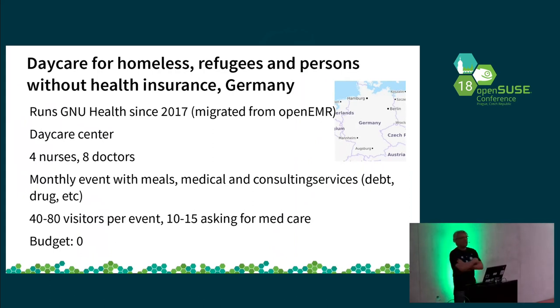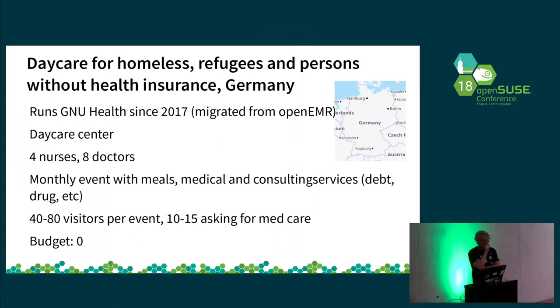Then we have an implementation in Germany, and this is quite interesting because Germany was never the target market for GNU Health. There is a network of volunteers, called the Pflasterstube, which offers medical care for homeless people, for people without health insurance, refugees, and whatever.